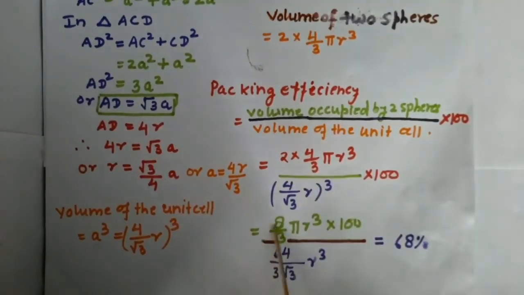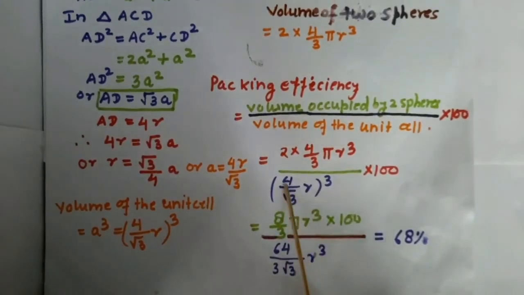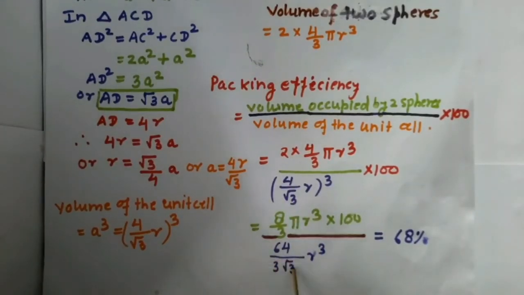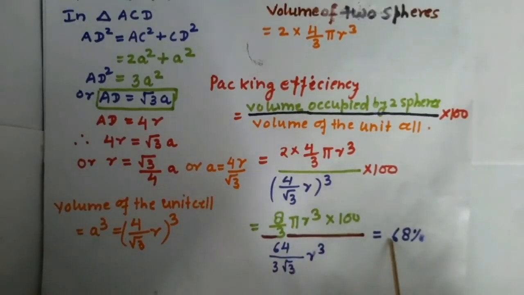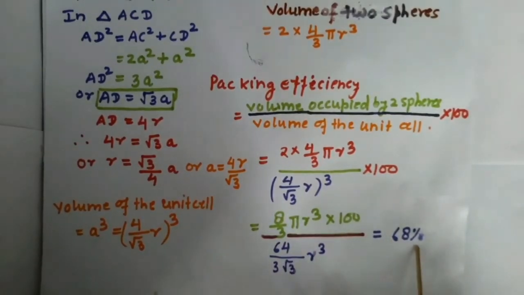This is equal to 2 multiplied by 4, that is 8 by 3 pi r cube, multiplied by 100, divided by 4 cube r cube over root 3 multiplied by root 3 multiplied by root 3, which is 64 divided by root 3 multiplied by root 3 multiplied by root 3. Root 3 multiplied by root 3 will give you 3 multiplied by root 3, and on solving this we get 68% packing efficiency. This packing efficiency is equal to 68%.